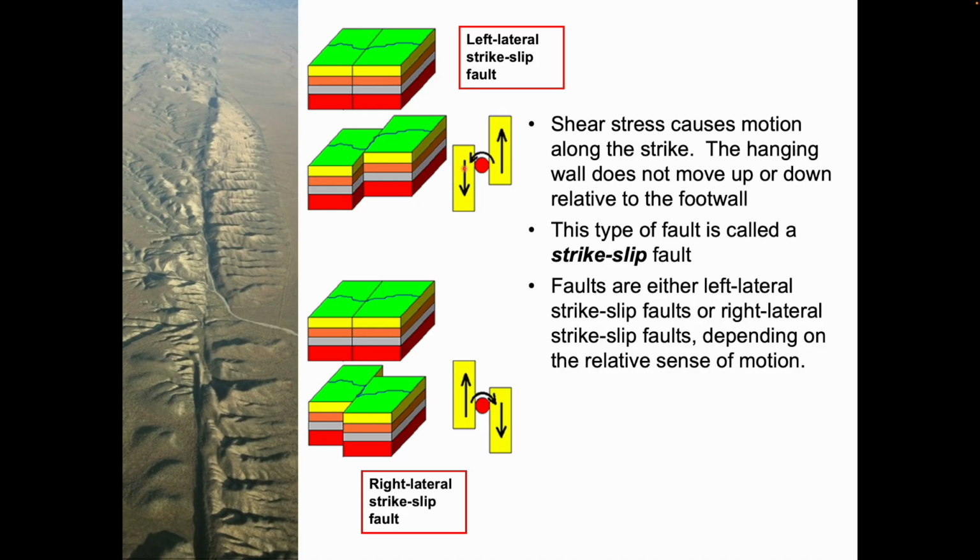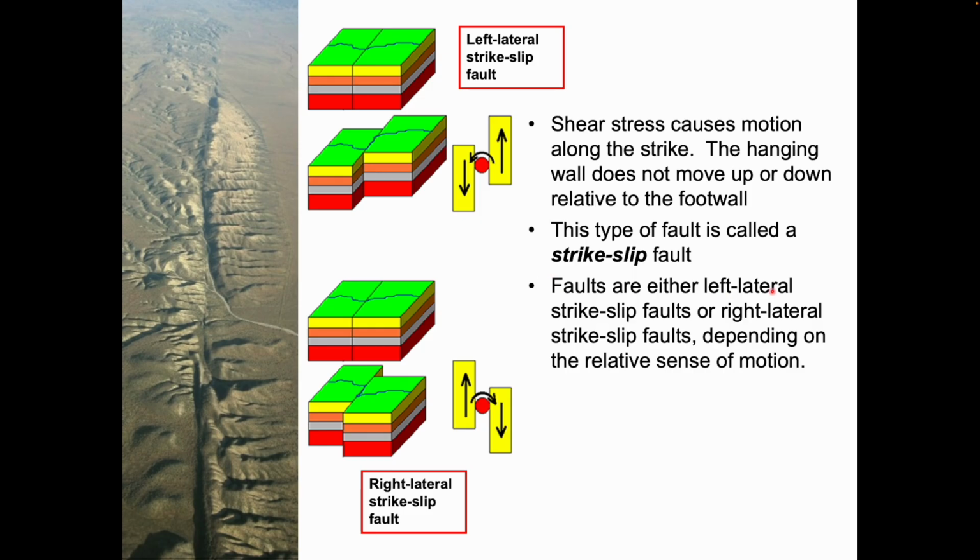Shear stress causes motion along the strike, and we can see a vertically oriented point wants to rotate between these laterally sliding blocks. The hanging wall does not move up or down relative to the footwall in a pure strike-slip fault. Because your lateral motion is concentrated along the strike or orientation of the fault, it's called a strike-slip fault.